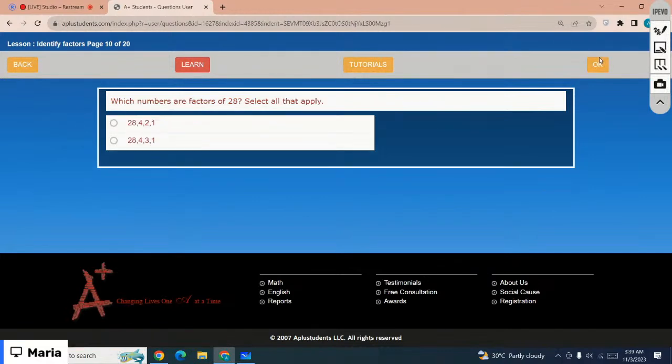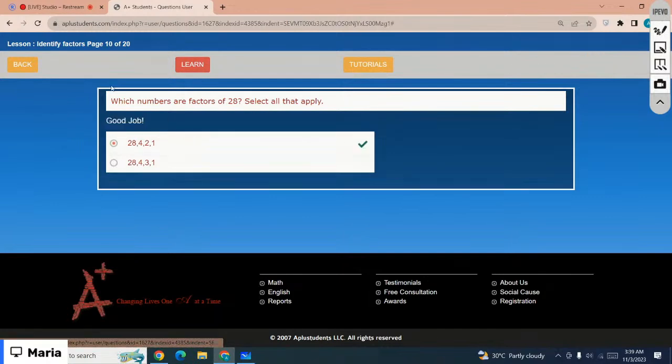Which numbers are factors of 28? Which is the correct option? Option 1 or 2? Which option is the correct one? What are the factors of 28? Option 1 or 2? Yes, that is option number 1 because 3 is not a factor of 28. Got it? Very good. Okay, you can complete the lesson by yourself later today.